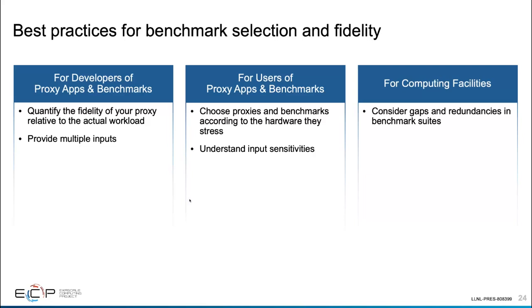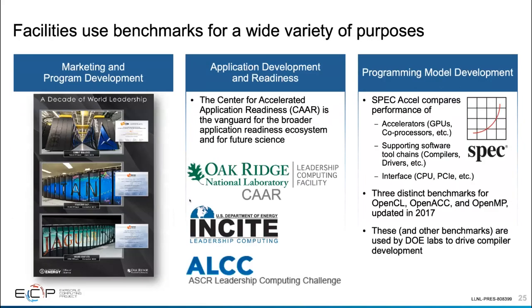All right. So let me just wrap up here with just a few words about how facilities use benchmarks. And the first point I want to make is that facilities actually use benchmarks for a very wide variety of purposes that might not be immediately obvious. They use it for marketing and program development. The Top500 has been particularly successful there. Now, we can argue over whether or not that's a good benchmark, all right? But it's certainly something that has been used to compare and to drive the advancement of computing. And other benchmarks like the Green500 and HPCG are also used to help drive the advancement and help people who are responsible for funding these systems understand why they're valuable.